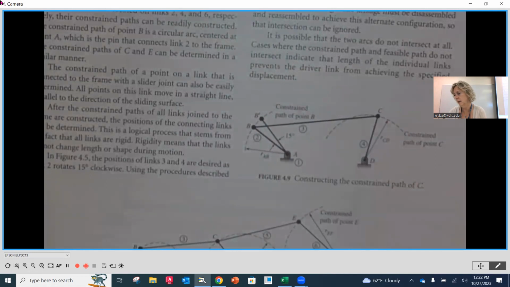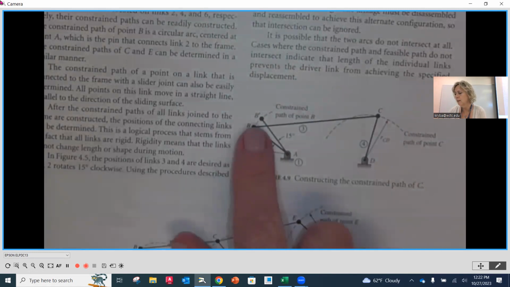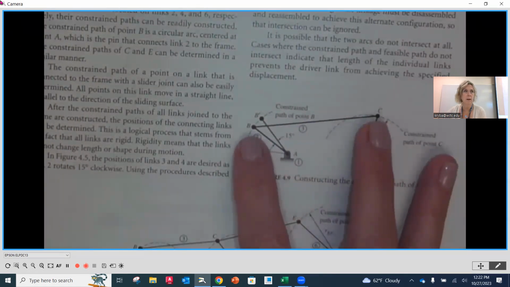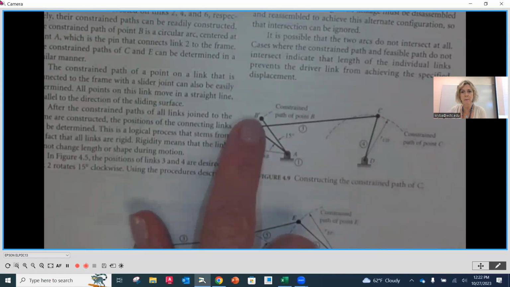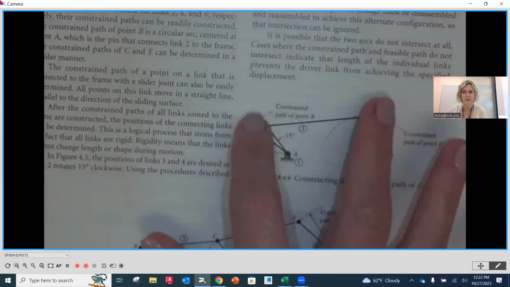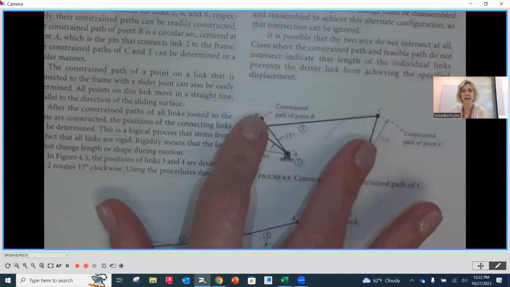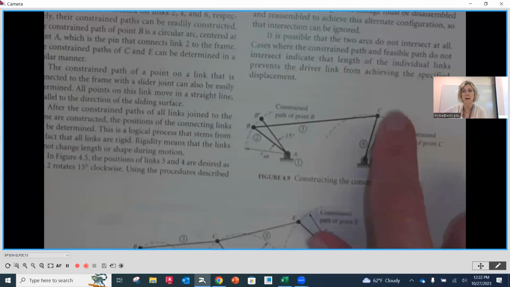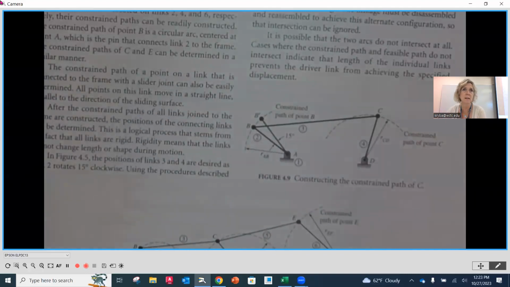Now, to find where point C is going to be, we know it can only travel along here. We would measure the length of that link number 3. Then from the new position of B, what would we do? We would strike an arc equal to that length. Then we'd have an intersection with the path that C is going to follow. And now that's the new position of C as B moved that 15 degrees.